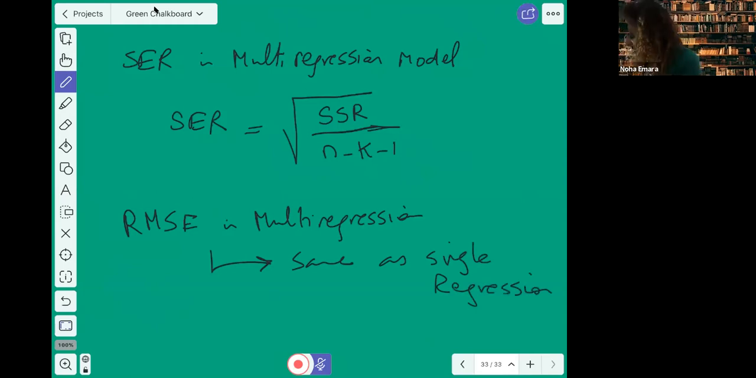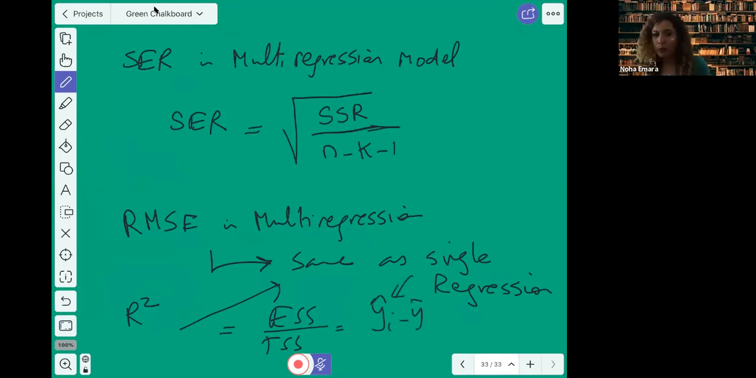Okay, and this is exactly the case for the R-square itself. The R-square is the same in a multi-regression versus a single regression analysis, the same equation. But of course, the content of the equation is different, right? Because the R square, as I said, is the ESS over the TSS. Whatever is inside the explained sum of squares, which is coming from the Yi hat minus Y bar, this Yi hat has the big model, right? Has the model that has all the X's, okay?